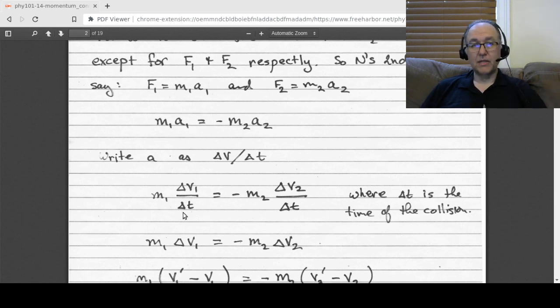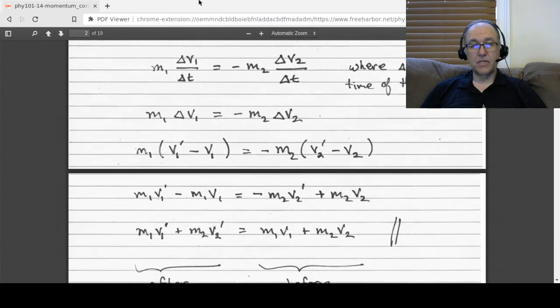So I can multiply both sides by delta t, and I just get this equation, which is M1 delta V1 is equal to negative M2 delta V2. Now, what do we mean by this delta V1? Well, there's a velocity before, which I call V1, and a velocity after, which I'll call V1 primed. Whenever you have a delta, it's the after minus the before. So for my delta V1, I wrote V1 primed, V1 after the collision, minus V1 before the collision. Same thing on the other side: delta V2 is going to be V2 after the collision minus V2 before.